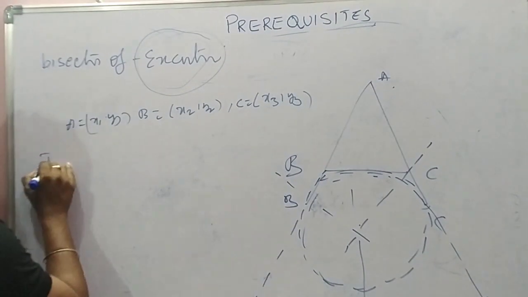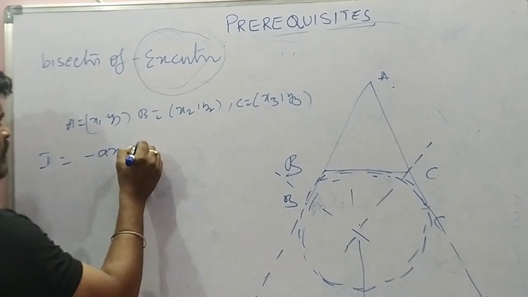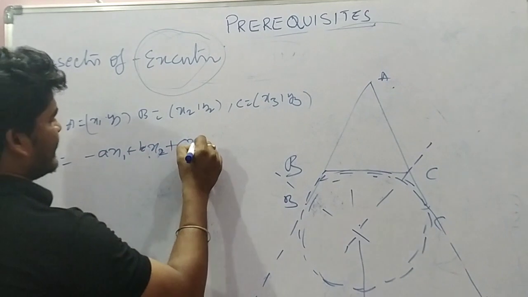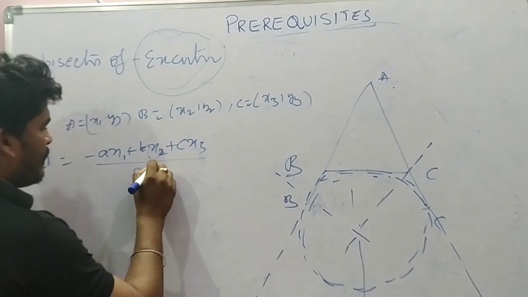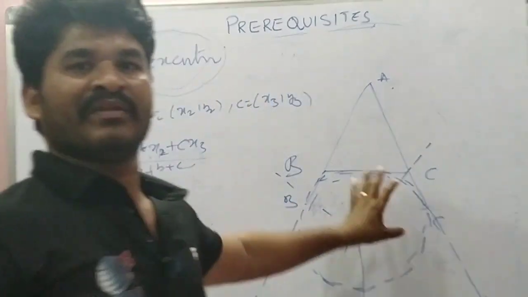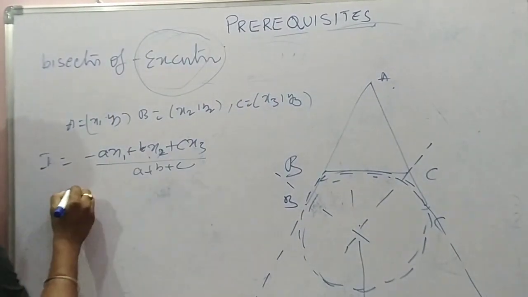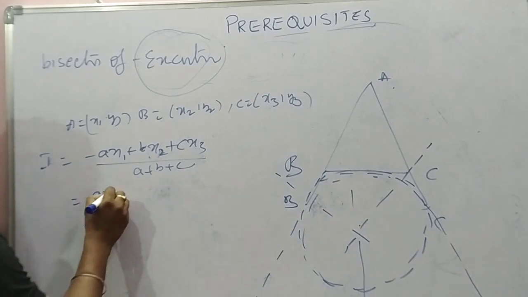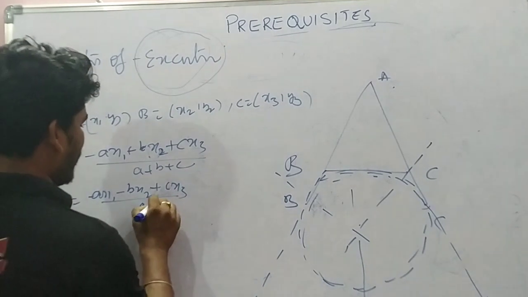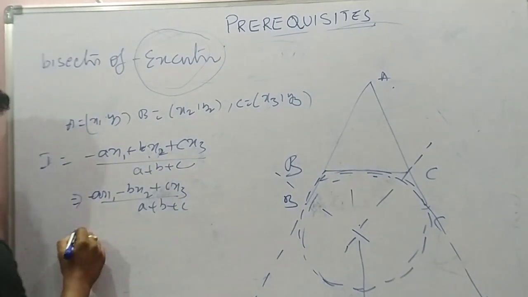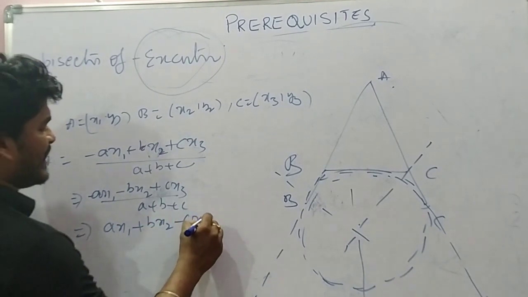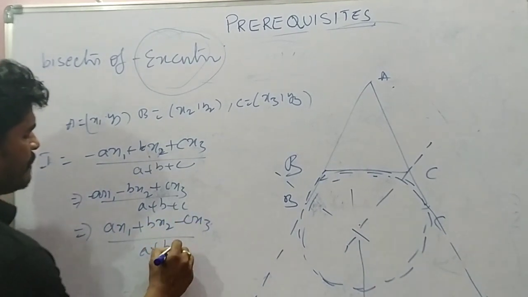The first condition is I equals (-ax1 + bx2 + cx3) divided by (-a + b + c). This is one condition for the excenter of the circle. Next one is (ax1 - bx2 + cx3) divided by (a - b + c). The next condition is (ax1 + bx2 - cx3) divided by (a + b - c).